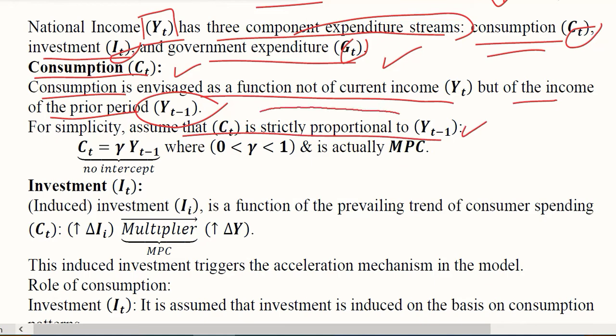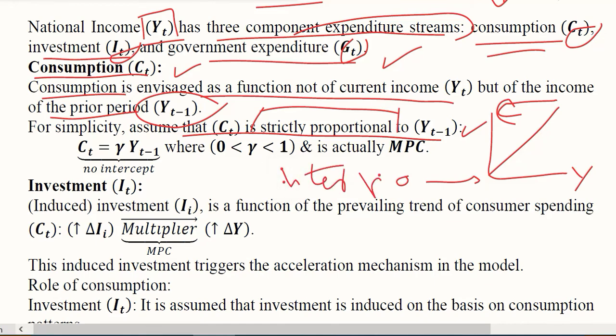We also bring simplicity by making it strictly proportional, and by that we mean that this would be the relationship: the consumption here will be dependent upon income. A positive relationship will be there, but the intercept will be equal to 0.